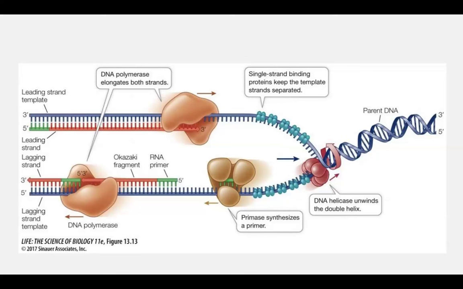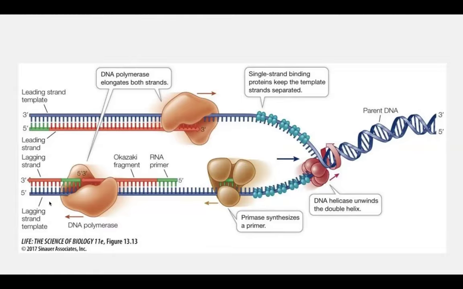And then the leading strand is able to grow continuously. Why? Because it's growing in the 5 prime to 3 prime direction. It doesn't have to stop every time. So DNA polymerase is able to grow continuously off the strand. And then you also have proteins that help keep the strand separated.